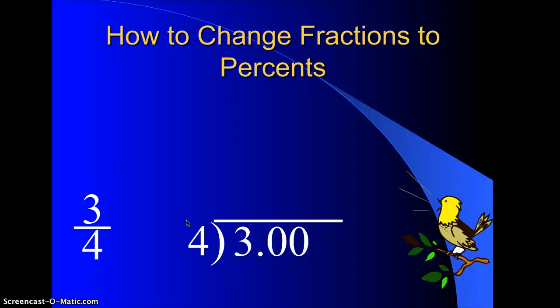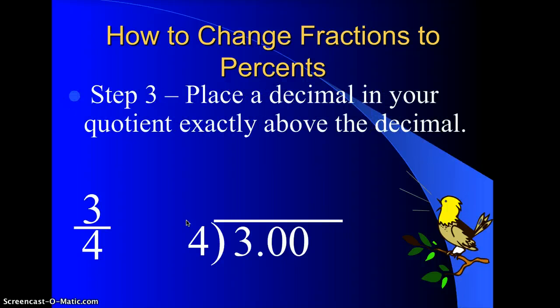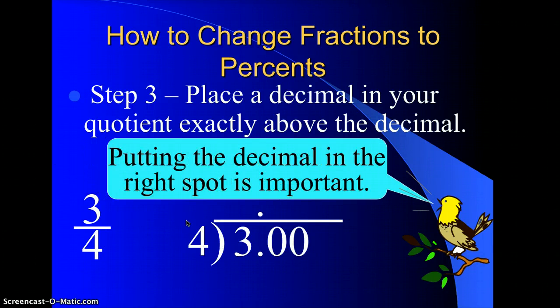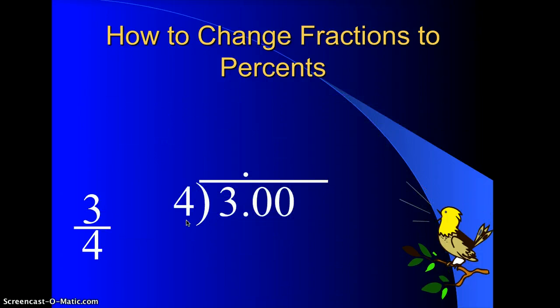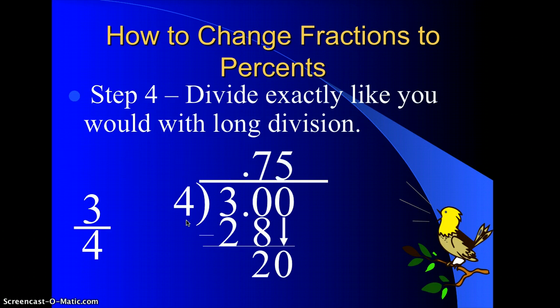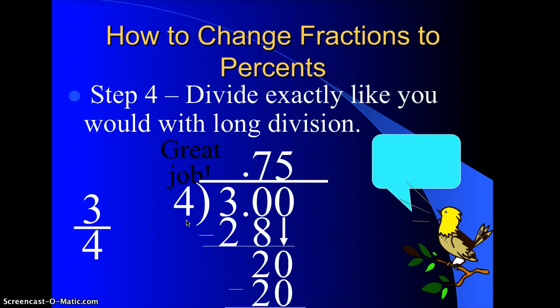So 30 divided by 4 is, oh, before you can do that, don't forget, move that decimal directly up. Very important that it's in the right spot. It changes everything if it's not. All right, now 30 divided by 4 is 7. 4 times 7 is 28, so now you subtract. You get 2. Bring down the 0. 4 can go into 20 5 times. 4 times 5 is 20. Subtract, and you get 0.